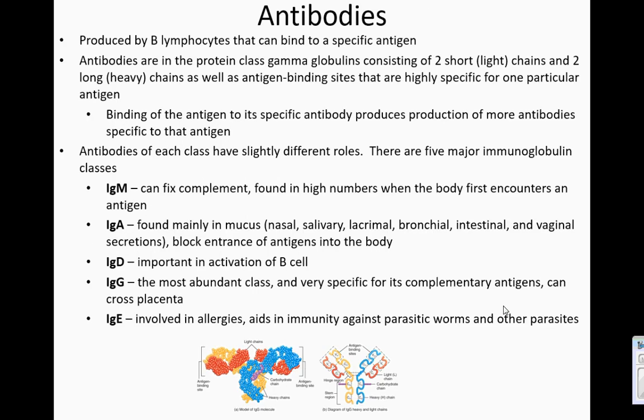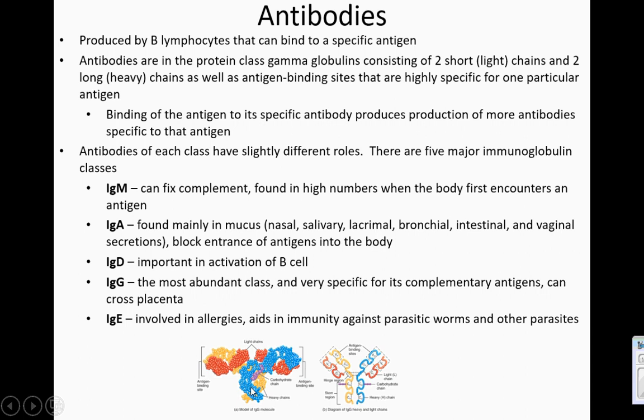All right, let's talk more about these antibodies. We learned the other day that they are from the protein class gamma globulins. They're made up of 2 short chains, or light chains, and 2 long, or heavy, chains. And you can see those down at the bottom. I put a very small image there. It's not a very important image by any means. But you can see the light chains and the heavy chains are labeled.